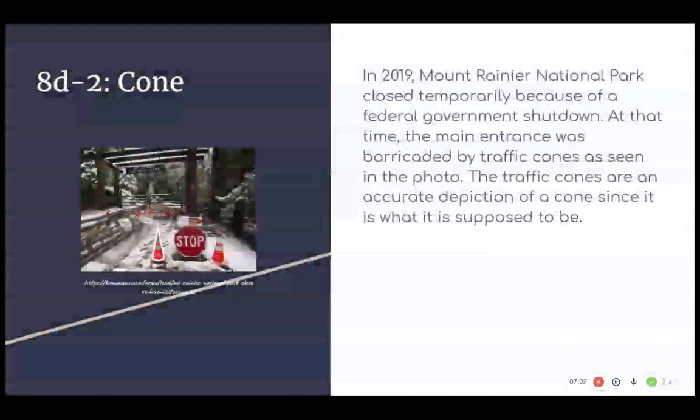In 2019, Mount Rainier National Park closed temporarily because of a federal government shutdown. At that time, the main entrance was barricaded by traffic cones as seen in the photo. The traffic cones are an accurate depiction of a cone. It's a traffic cone, it has cone in its name, and it looks exactly like a cone.